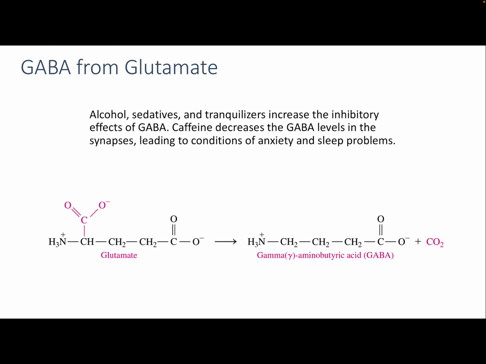Alcohol, sedatives, tranquilizers, all of these increase the inhibitory effects of GABA. Caffeine actually works against GABA. It decreases the GABA levels in the synapse, and so this can lead to anxiety, or just, what's the word when you can't sleep? What is it? You guys are saying it, but I can't hear you. When you're up all night because you can't sleep, I've got insomnia. That's what it's called. So they can lead to insomnia.